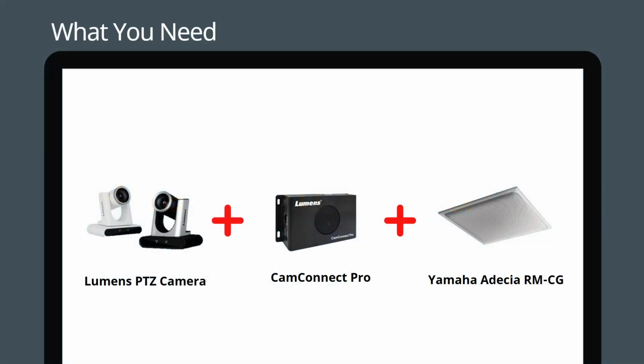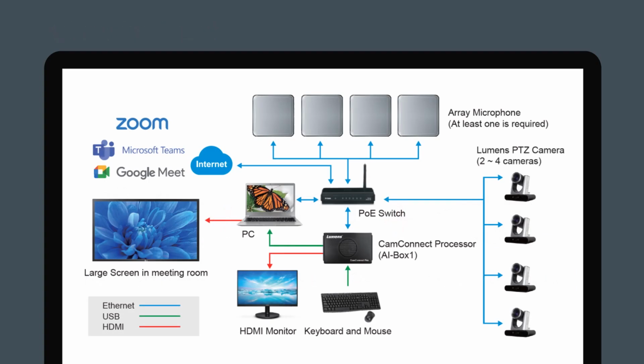You will need a Lumens PTZ camera and CamConnect Pro as well as a Yamaha Adecia unit. Connect the Yamaha Adecia RM-CG to your local network and attach your camera to the PC. Now let's continue to the microphone settings.